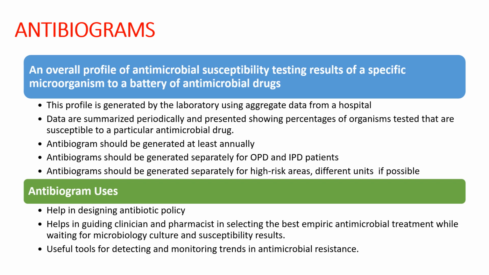What is the use of this antibiogram? An antibiogram helps in formulating the antibiotic policy. It helps in guiding the clinicians and the clinical pharmacists in selecting the rational best empirical antibiotic while waiting for the culture and sensitivity results. Antibiograms help the stakeholders with empirical antibiotics. It is a very useful tool for detecting and monitoring the trends of antimicrobial resistance. So that was about the importance of the antibiogram. Let's see how to prepare an antibiogram.